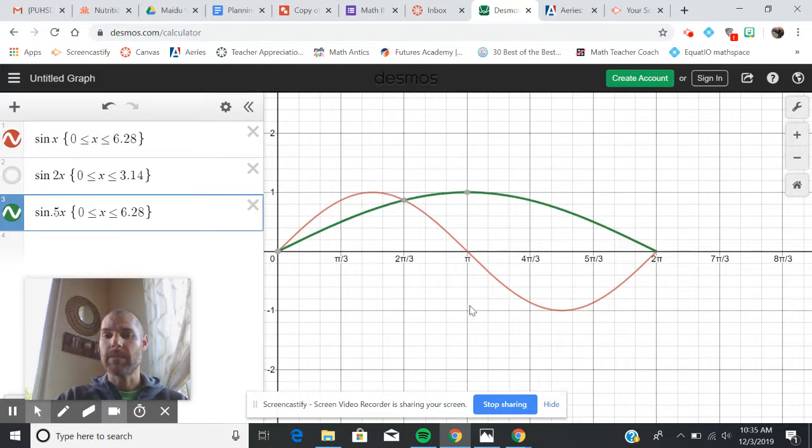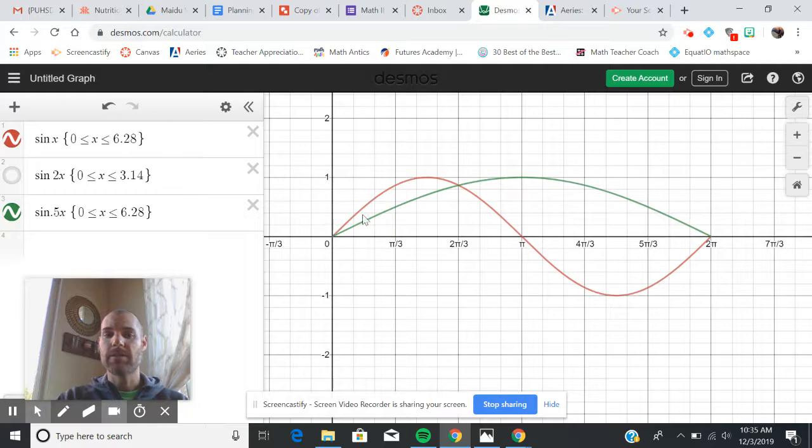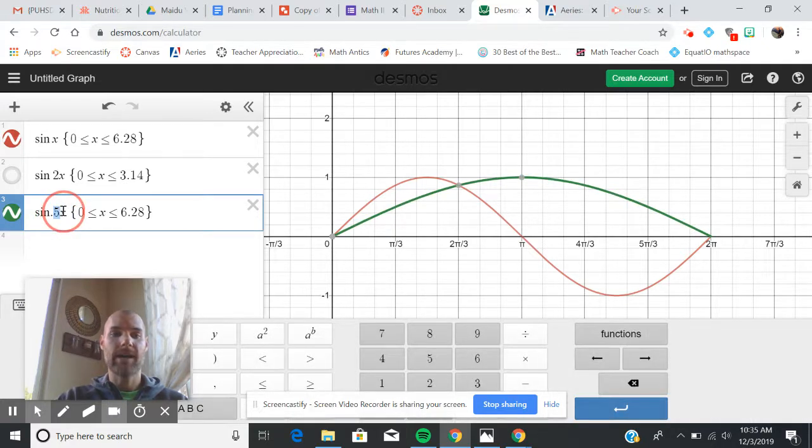Well, it would take twice the amount of time. So it would actually take 4 pi. It would take 4 pi in order to get there. So this sine of 0.5x means there's half a cycle in 2 pi, which means to get a full cycle, I would need to go double that amount, and I would need to go 4 pi.